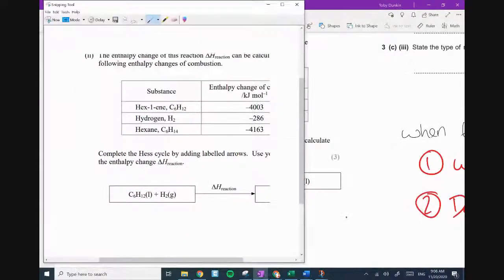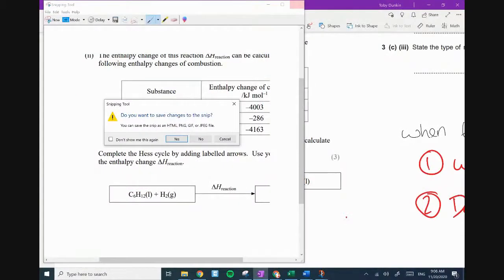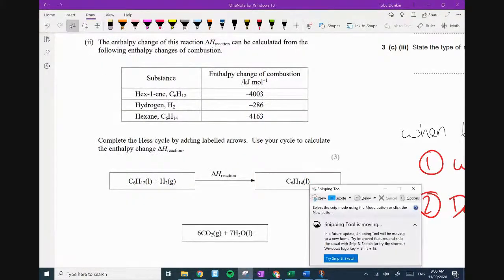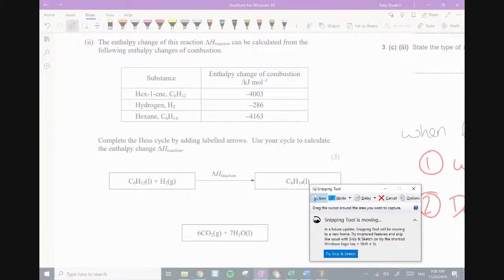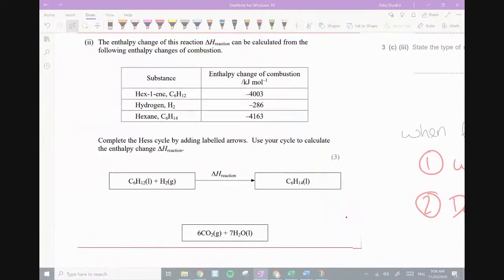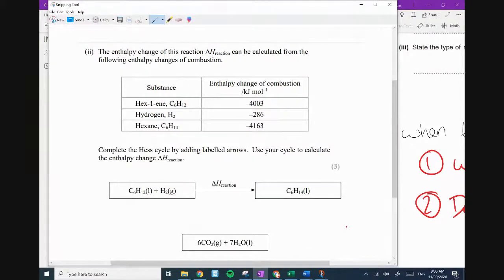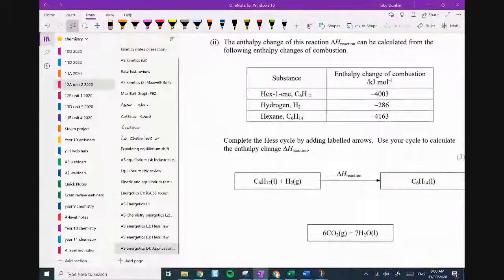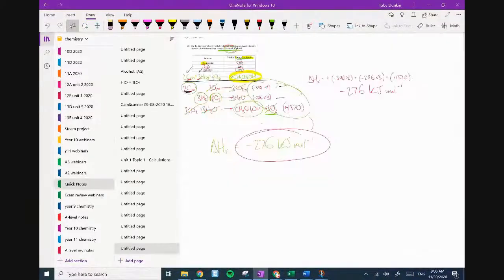Oh, I've cut the top off. Let's try that again. One more time. Come on, Mr. Tablet. I've cut the top. That's just fine. Right. Edit. Copy. Let's go then to quick notes and go to the next question.